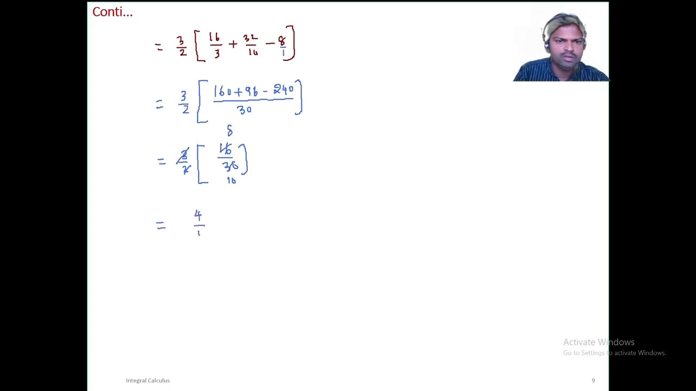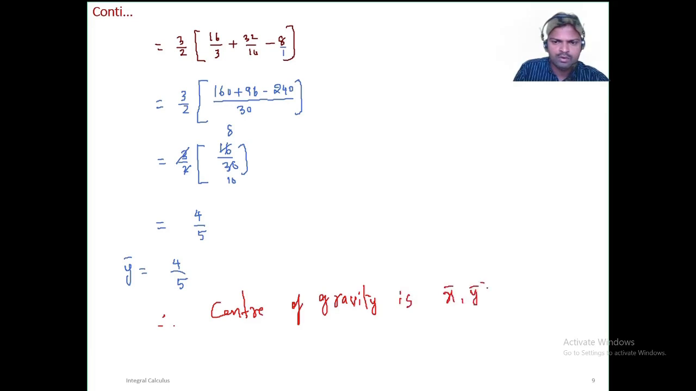So I got the same point here. Therefore y bar is also the same, y bar is 4 by 5. So now the overall comment is that the center of gravity, that is a balancing point indirectly, is x bar comma y bar. This is nothing but 4 by 5 comma 4 by 5. X bar I got 4 by 5 and y bar also 4 by 5.